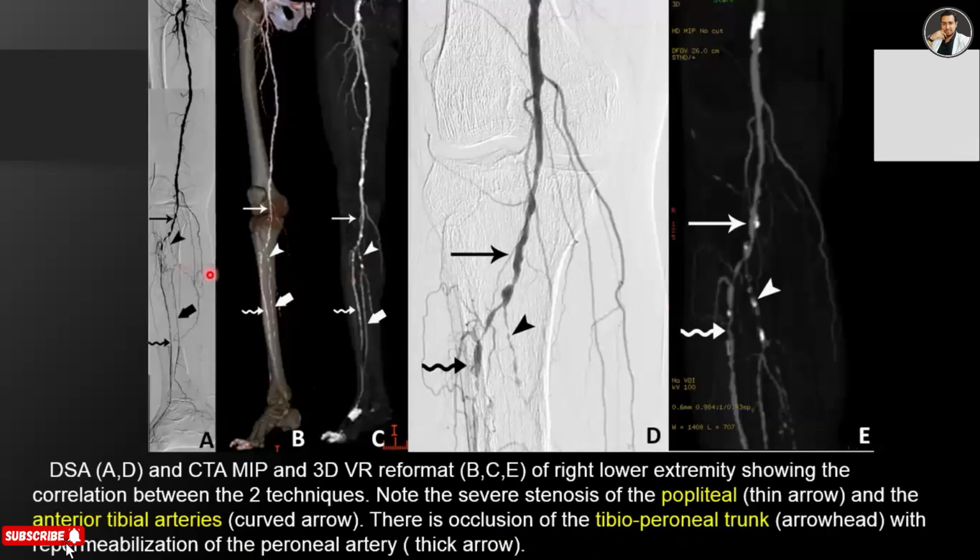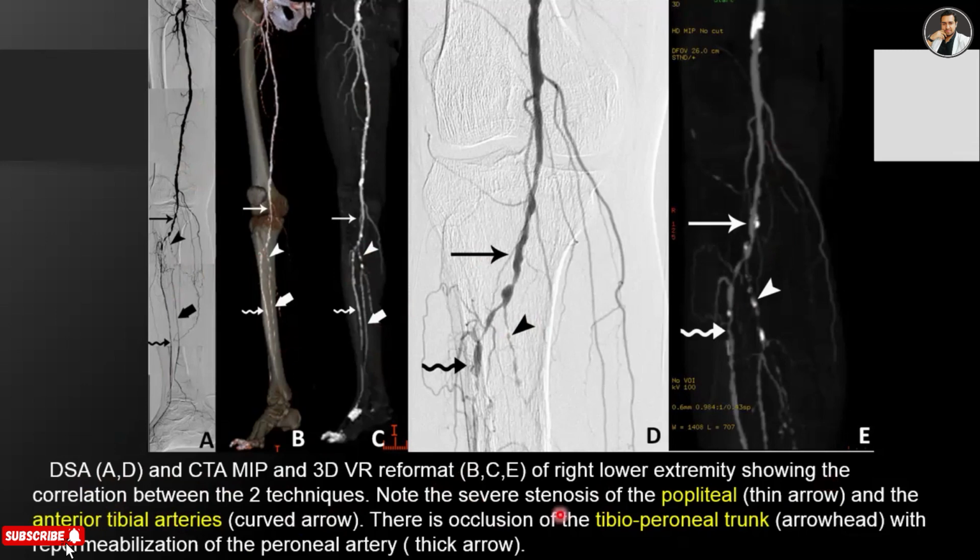So this image shows more pathologies. DSA, A and B. This A image is DSA and this B image is DSA. And C, D and E are VR reformats. The bright lower extremity shows the correlation between the two techniques.